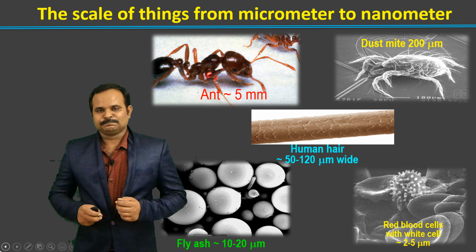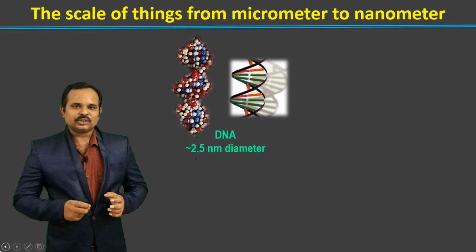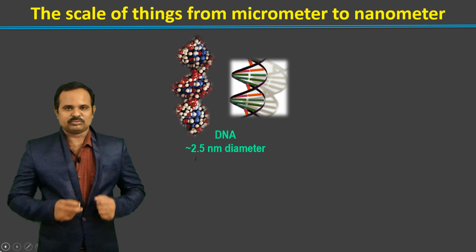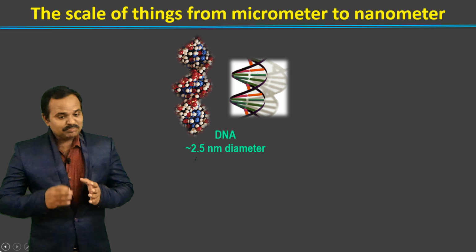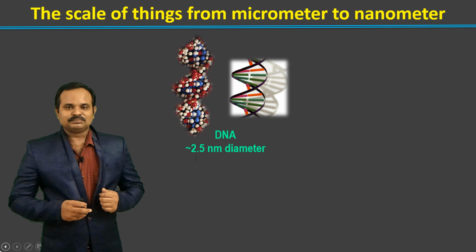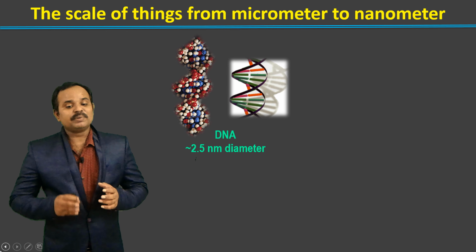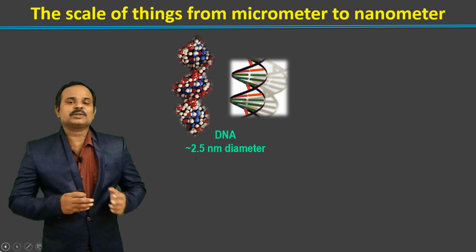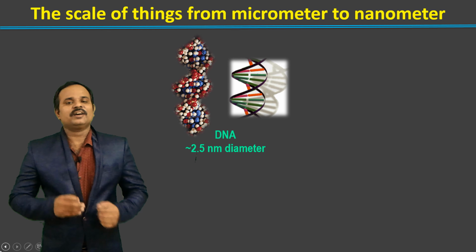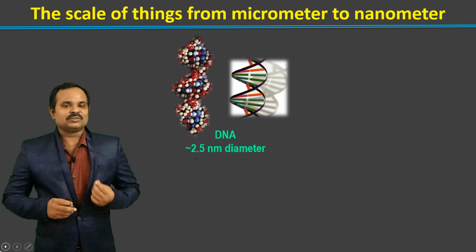Now, when you see a DNA molecule, it has a size of the order of 2 to 2.5 nanometers. That means when you compare a DNA molecule to a red blood cell, it is 1000 times smaller than the red blood cell. And when you compare the DNA molecule with respect to the red ant, it is 10 power 6 times smaller. That is the order we are talking about.